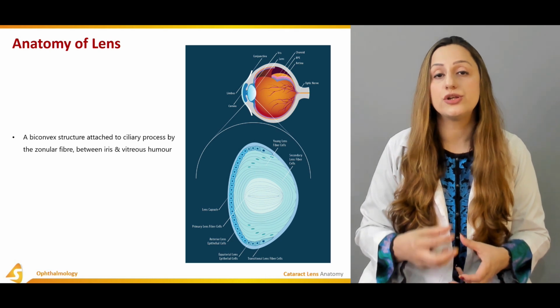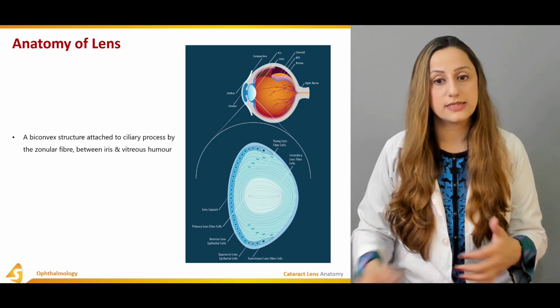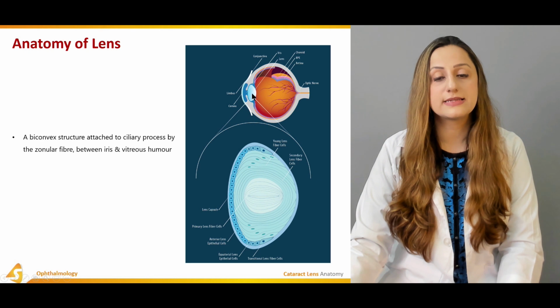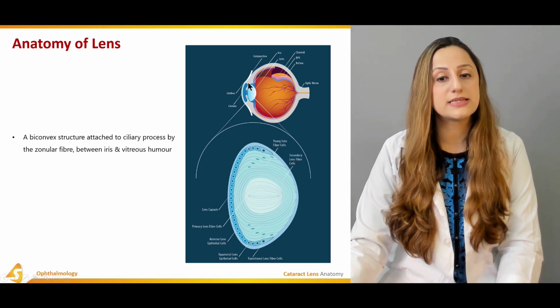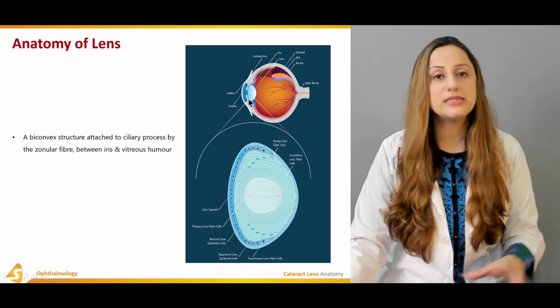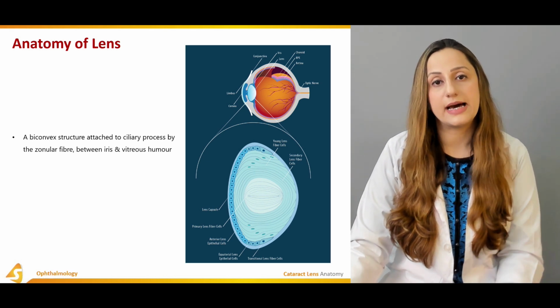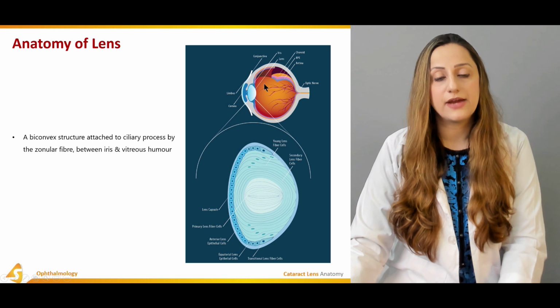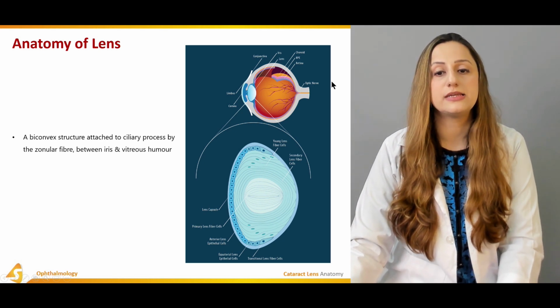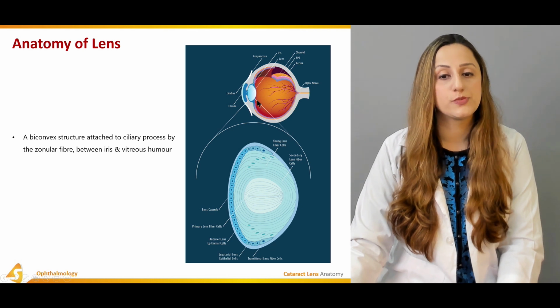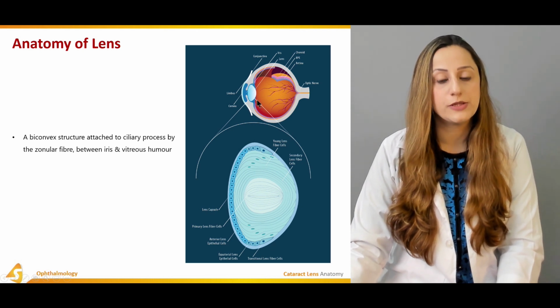suspended by the zonular fibers on both sides. So this is the suspension right in the middle and on both sides, and radially we have the iris that is located over there. The iris is located radially. We have the lens situated over here. So this is the gross anatomical position of the lens in the eyeball.